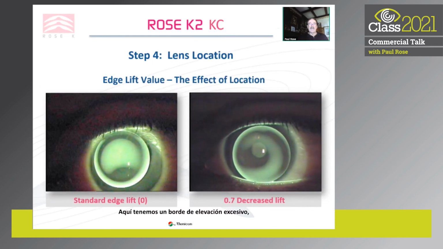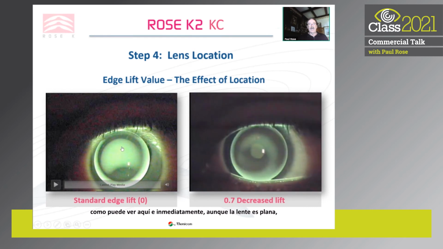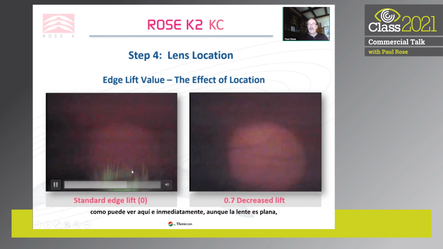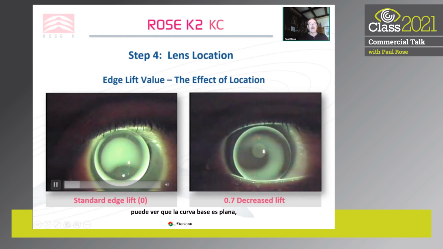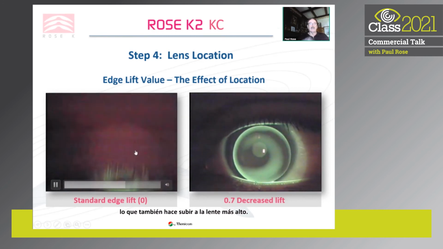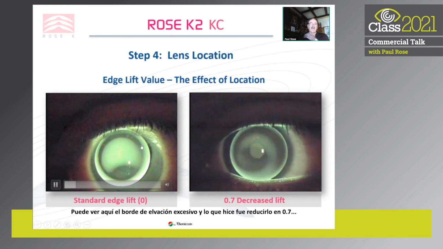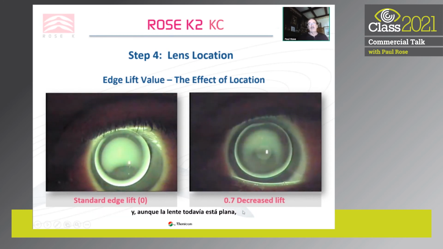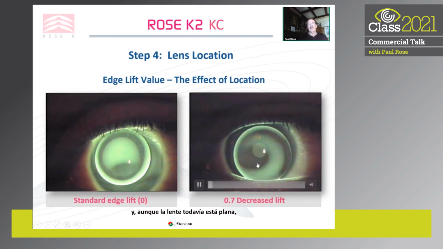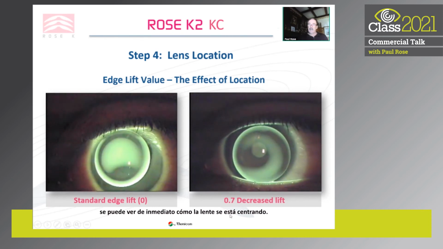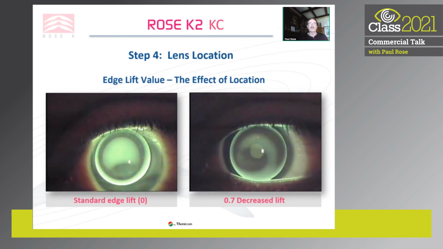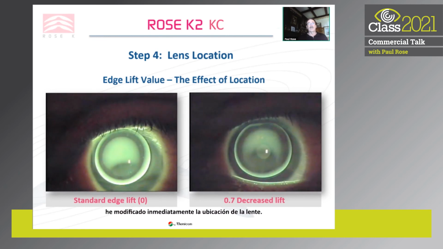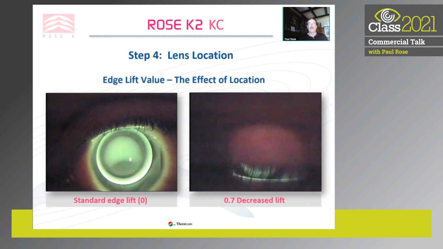Here we have excessive edge lift, as you can see here, and immediately, even though the lens is flat, you can see the base curve is flat, which is also making it ride higher. You can see here the excessive edge lift. All I did was reduce it by 0.7, and even though the lens is still flat, you can immediately see how the lens is decentering down. So by changing the edge lift there, I have immediately altered the location of the lens.